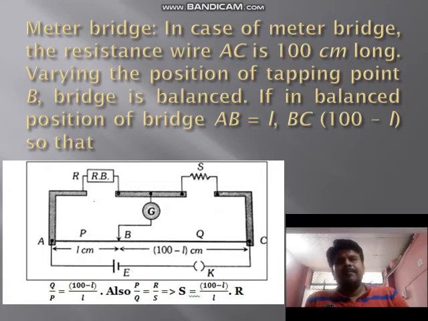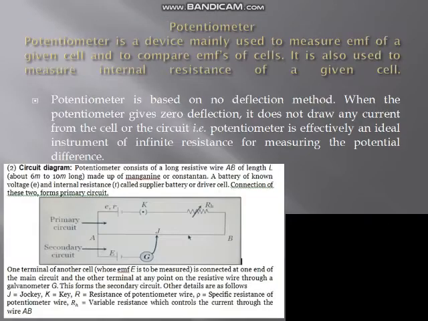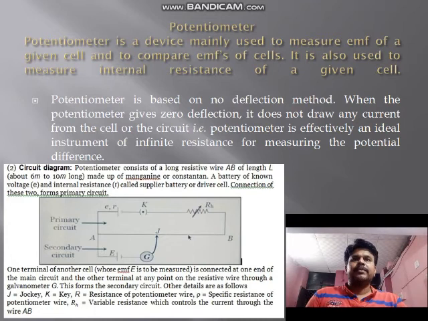Now carefully observe the figure. We again form the Wheatstone bridge. Q by P ratio is equal to 100 minus L upon L. Now apply Wheatstone bridge principle. P by Q is equal to R by S. By this, S is equal to 100 minus L upon L into R. Thus, we can calculate the unknown resistance S.